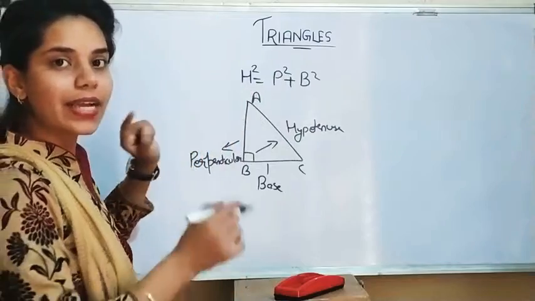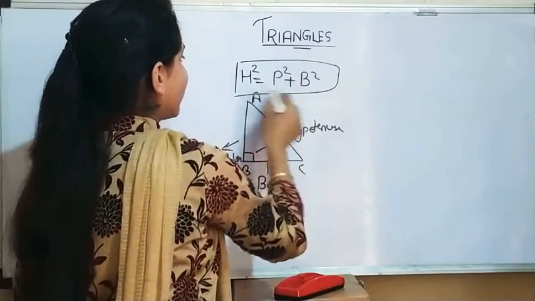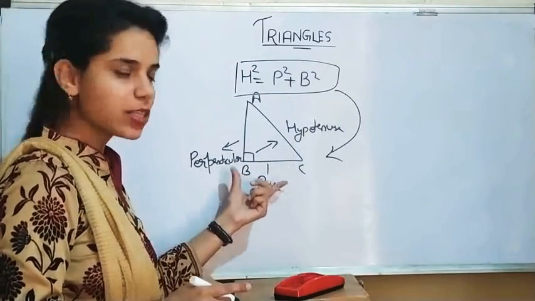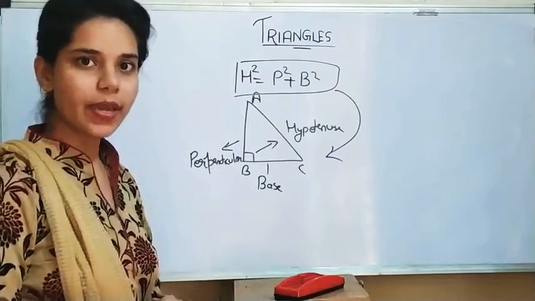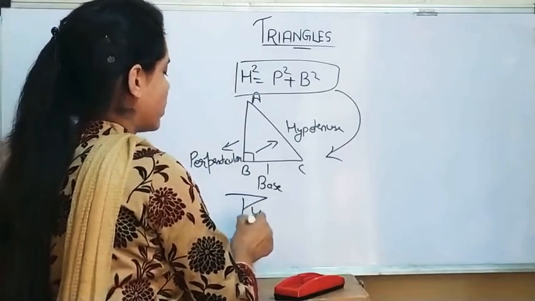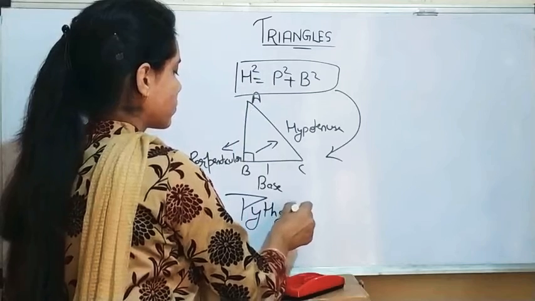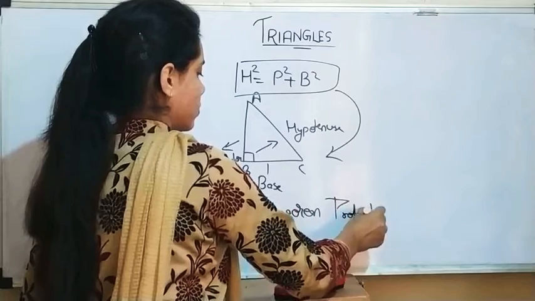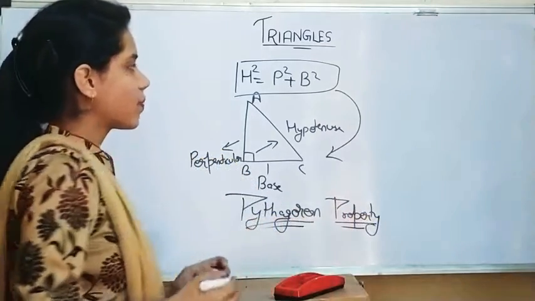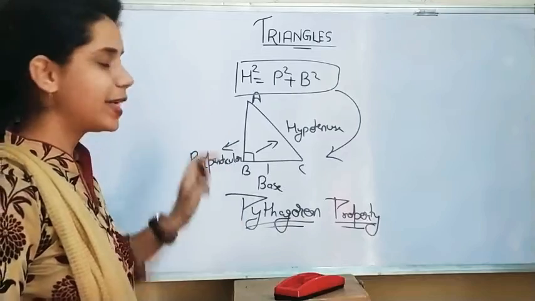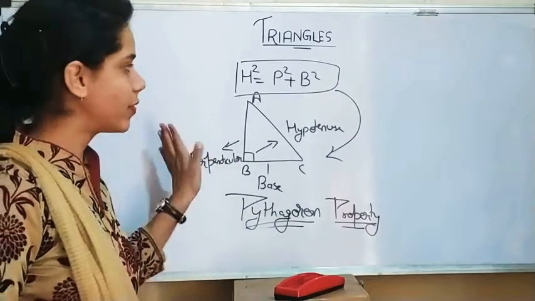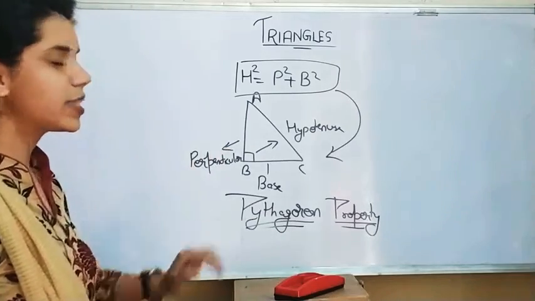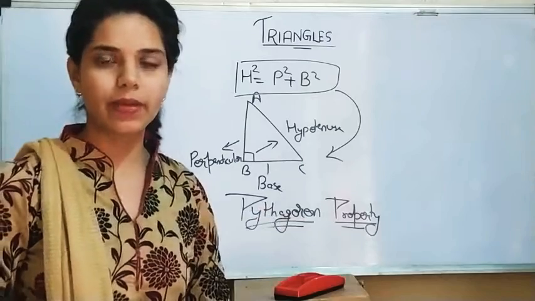If a triangle satisfies this property, it will be a right angle triangle, and if the triangle is a right angle triangle, it will satisfy this property. This is known as the Pythagorean property. So in this way, we have revised the types of triangles and this Pythagorean property. Try to solve questions related to this Pythagorean property. Okay, thank you.